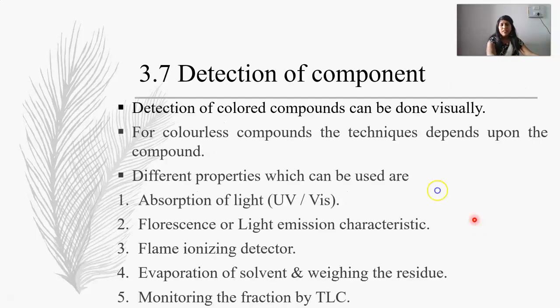The next technique is detection of the components. Now see, detection of colored components can be done visually, but for colorless compounds, the technique depends upon different properties which can be utilized, such as absorption of light, fluorescence of light, or light emission characteristics, flame ionization detectors, evaporation of solvent and weighing of residues. Evaporation of solvents and weighing of residues is again one of the most important techniques. Monitoring the fractions by TLC is also done.